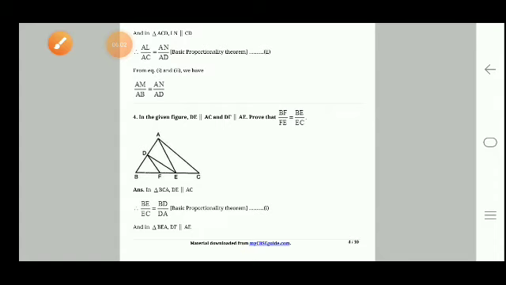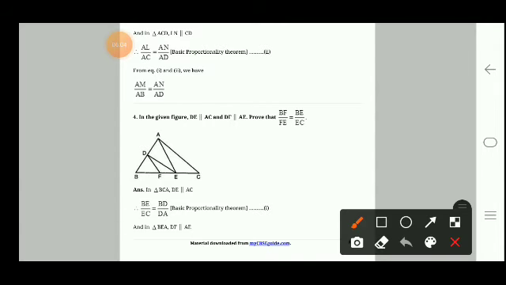Then moving towards the fourth question, it is given that DE is parallel to AC, and it is also given that DF is parallel to AE. So we have DE parallel to AC and DF parallel to AE. This is given. Now we have to prove that BF over FE is equal to BE over EC. So how to prove this?